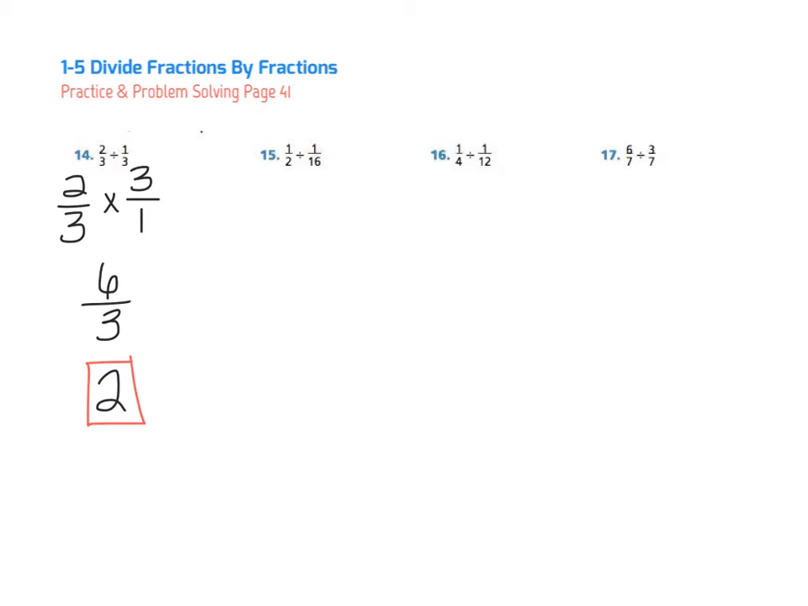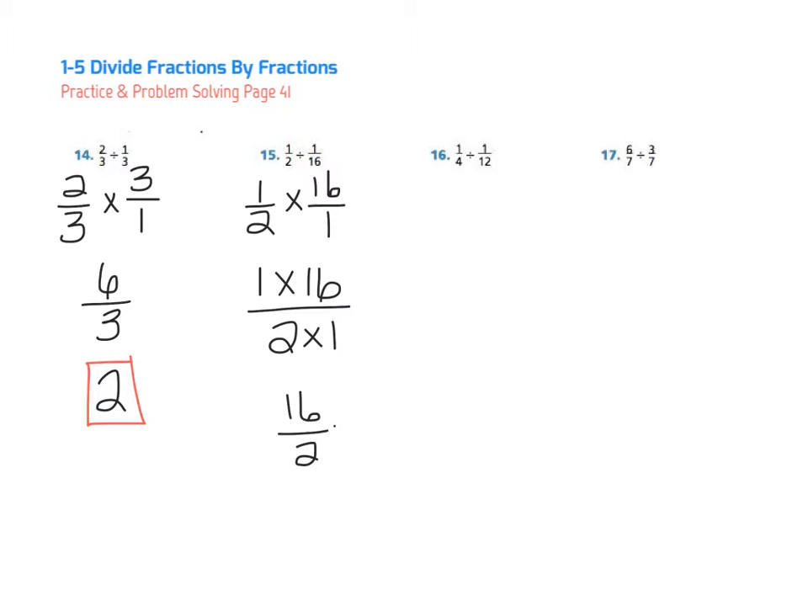Let's take a look at number 15. In problem 15, we have 1/2 divided by 1/16. Always keep the first fraction. Divide changes to times, and 1/16 becomes 16/1. Multiply across, so we're going to do 1 times 16 on the top and 2 times 1 on the bottom. That's going to give me 16/2, and that simplifies to the whole number 8. Take a moment and pause the video. Try 16 and 17 on your own, and then restart to check your work.